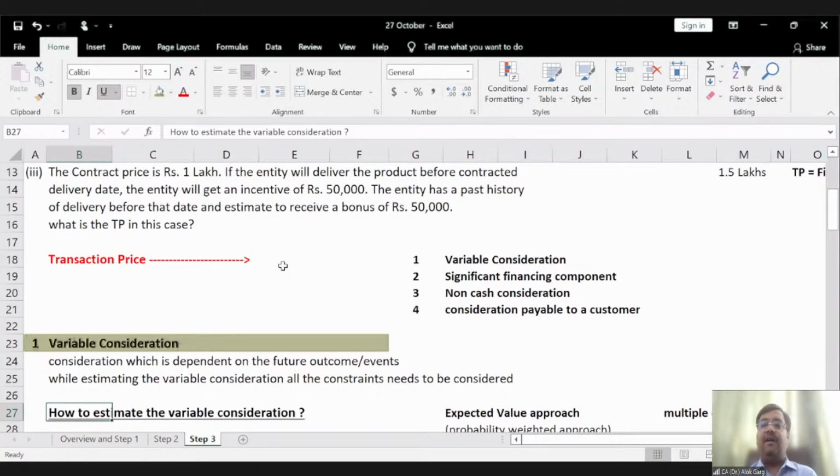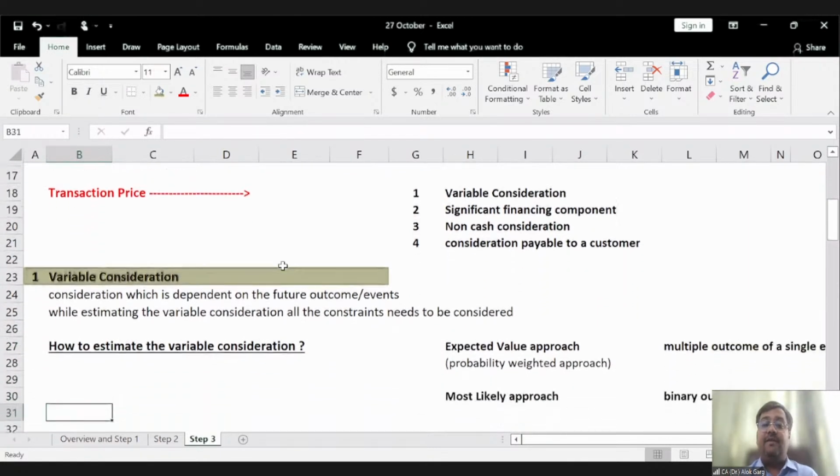As per Ind AS 115. And what is the value of the interest? What is the value of the financing component? The value of the financing component is equal to the price of the goods and services transferred to the customer versus the actual consideration received from the customer at the same point of time, right? So this is the meaning of significant financing component.